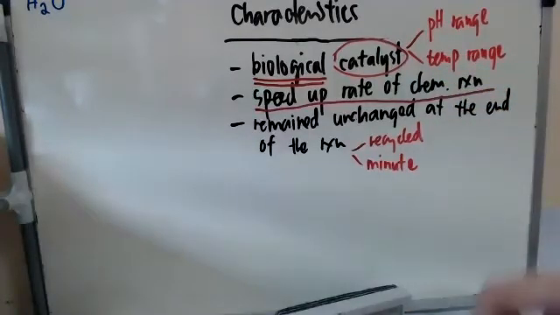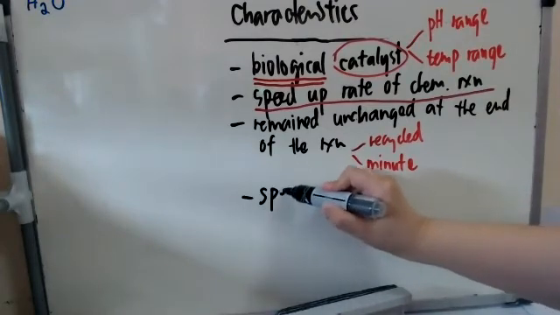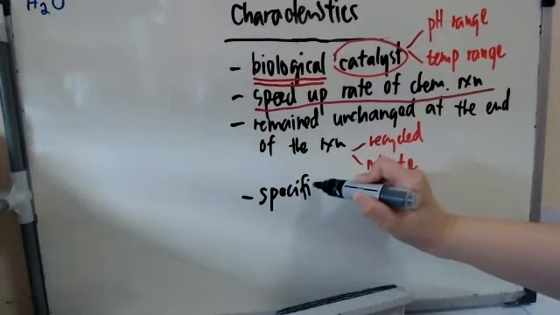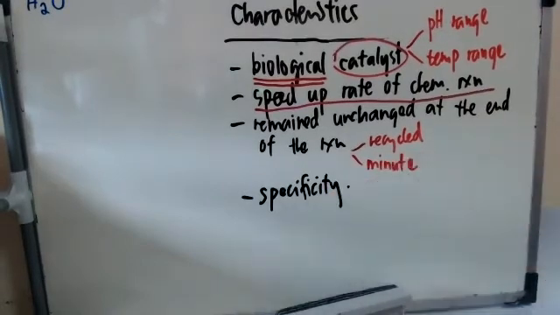Plus, of course, there's one more characteristic that is not mentioned in the definition. That is specificity. Specificity means enzymes are very specific. In other words, say I have enzyme A. Enzyme A can only digest substance A. It will not be able to digest substance B. You understand what I mean?